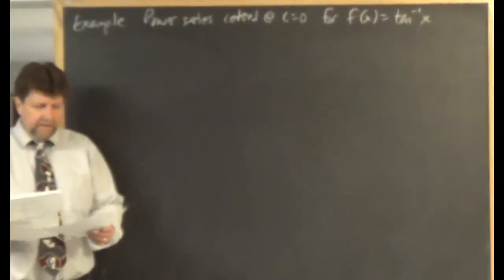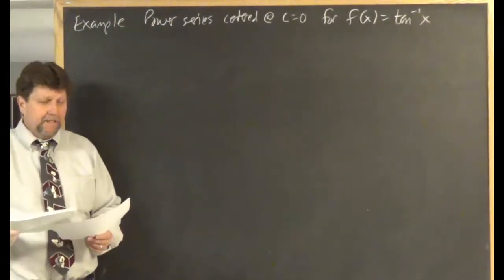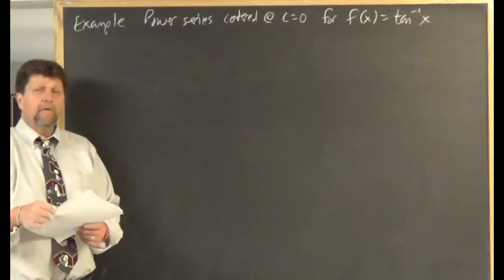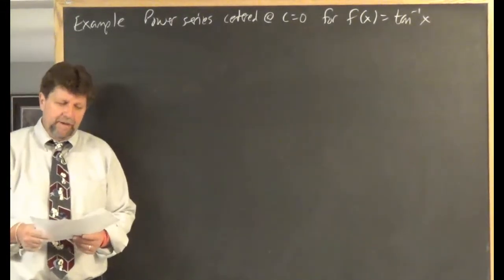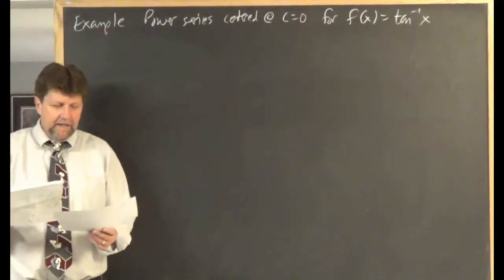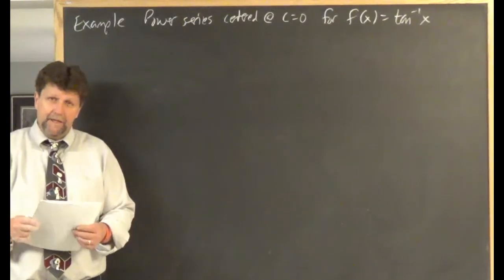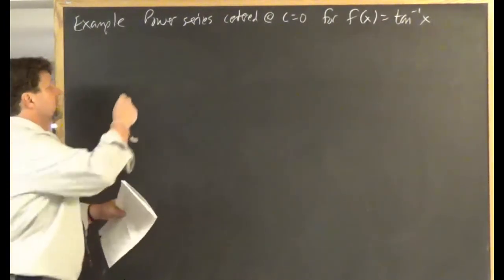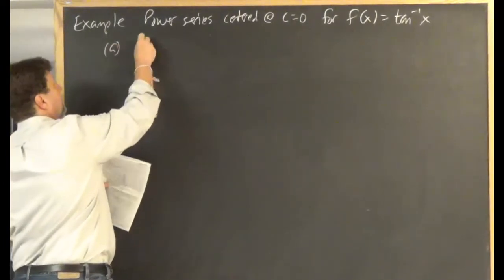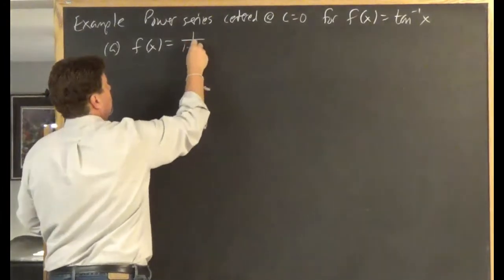All right, folks, on this example, I think I prefaced this example by telling you it's one of my favorite examples. We're going to come up with a power series centered at c equals 0 for the function inverse tangent of x. And I kind of laid out, like parts A, B, and C, how to go about doing this. So part A, I said, we're going to first determine a power series for the function 1 over 1 plus x.